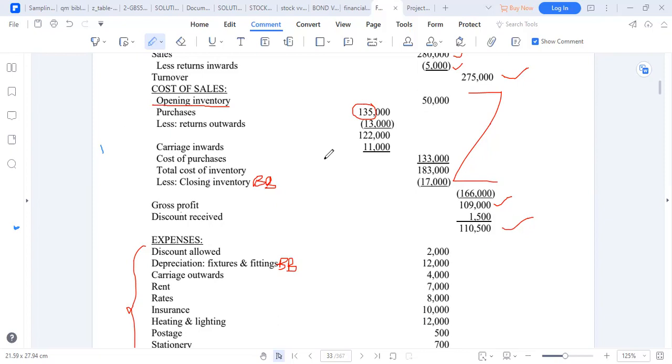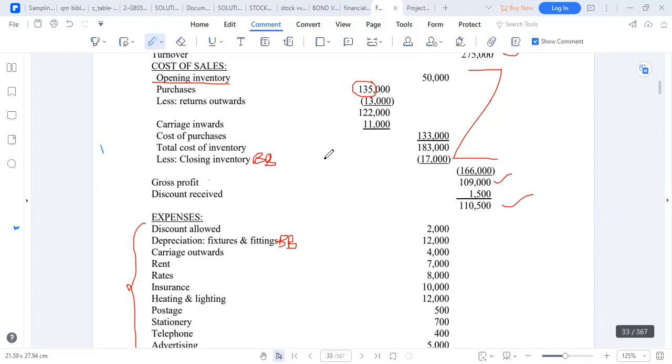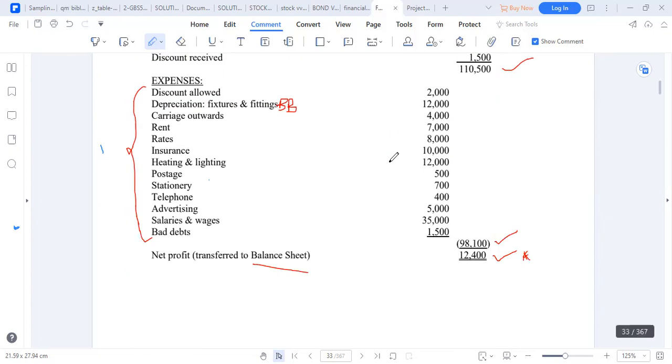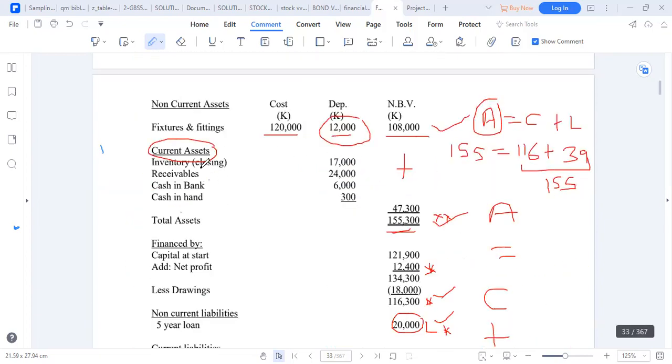Clear. I think I've just mistaken. There's one item which you said appears both in the income statement and in the balance sheet: closing inventory, this one here. Oh, it's the inventory, the same one. Yes, 17,000. Closing inventory 17,000. That is the one we have here. It appears in both. Okay. All right. Thank you.